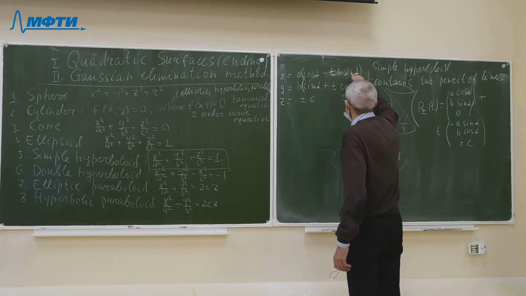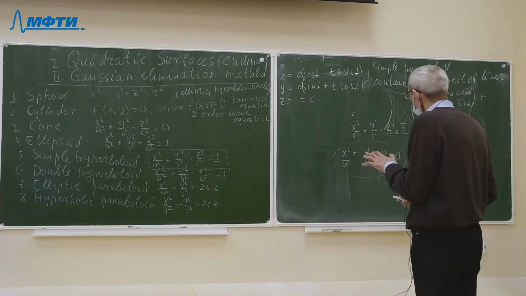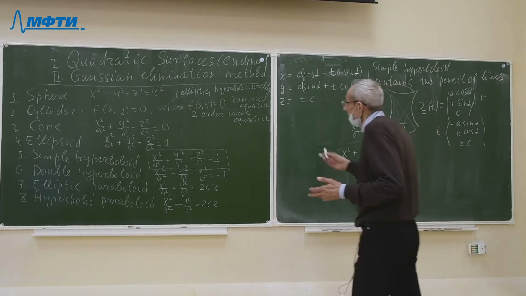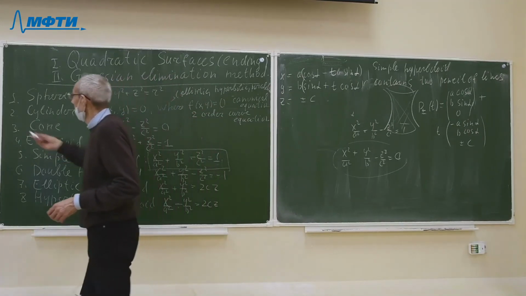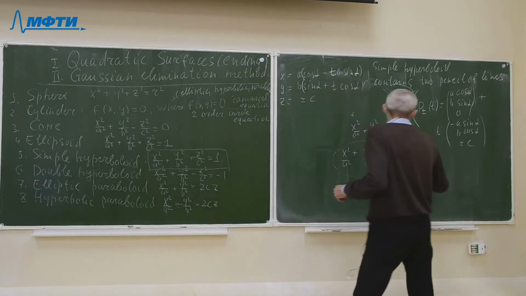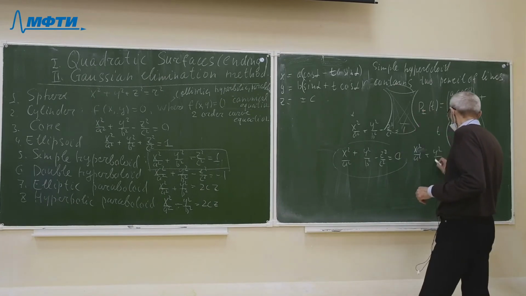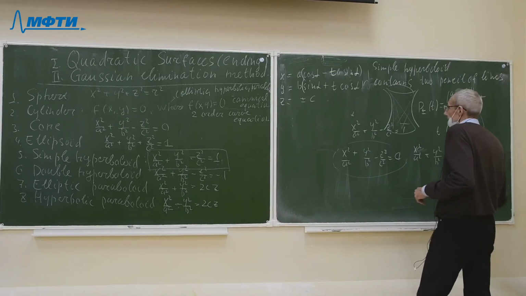This parameter defines the direction of this straight line. It is easy to see if you substitute this expression into the equation of the simple hyperboloid: x squared divided by a squared plus y squared divided by b squared plus z squared divided by c squared is equal to 0.